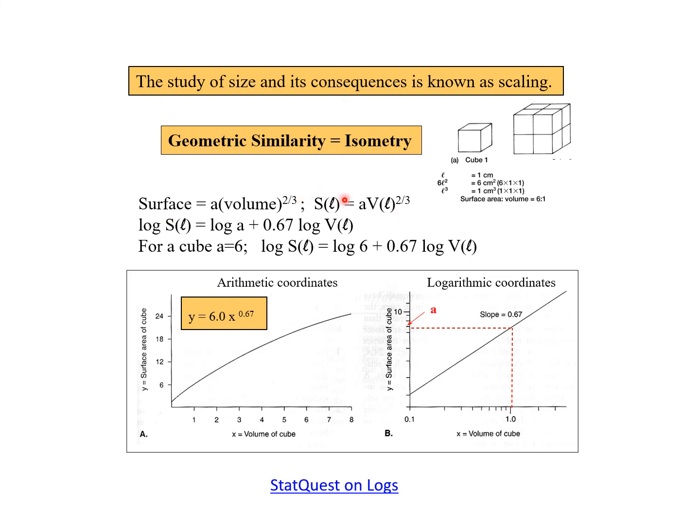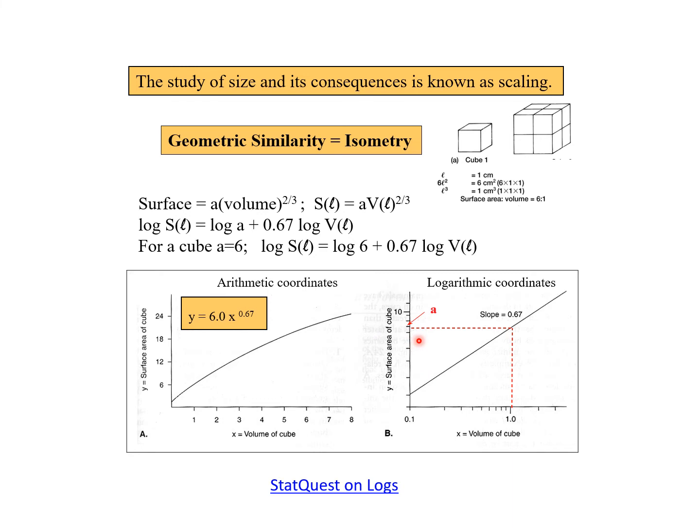If you take the log of that, this exponent comes down. You get rid of it, right? You no longer have a 2/3 exponent. So you take the log of both of these sides. Take the log of the surface area, the log of this, and this is the equation you get, and plot that. Now you've got a line.